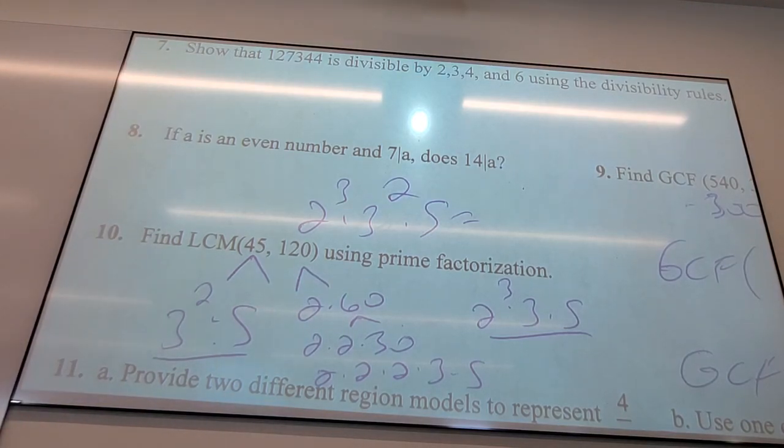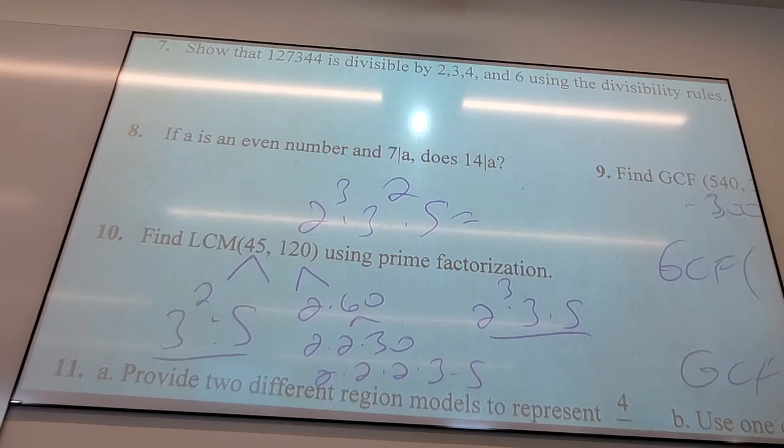I don't understand. So what am I given? What do I know is true? There are 2 things I know are true. 7 goes into A, and A is even. So I know 7 is a factor of A, and I know what else is a factor. If it's even, what's a factor? 2. So I know 7 is a factor of A, and 2 is a factor of A. If those are both true, what must also be a factor of A? 14. So does 14 divide A? Yes.